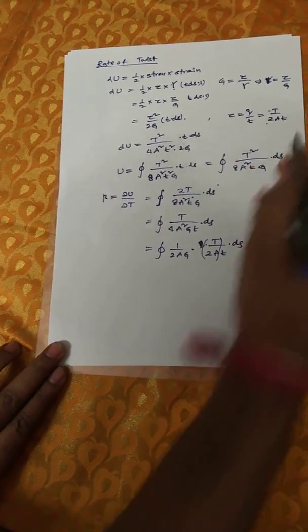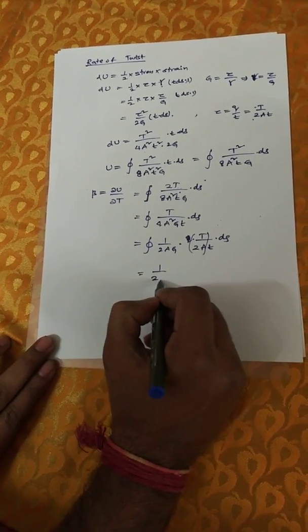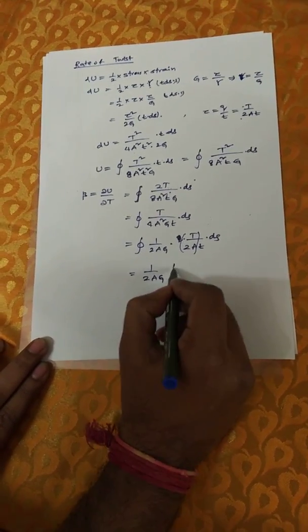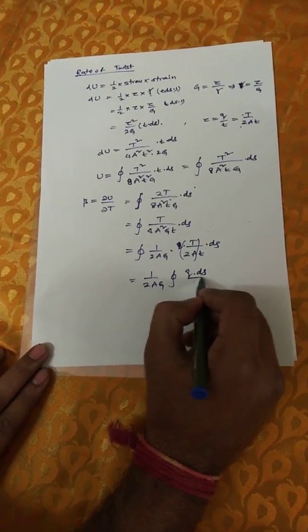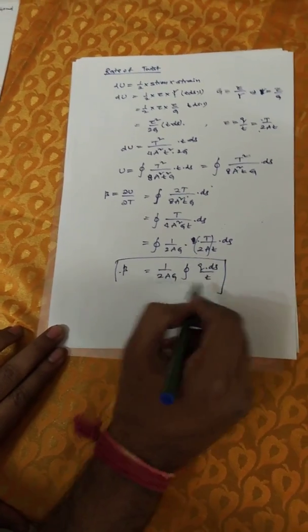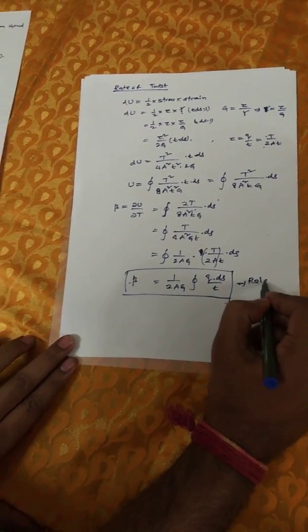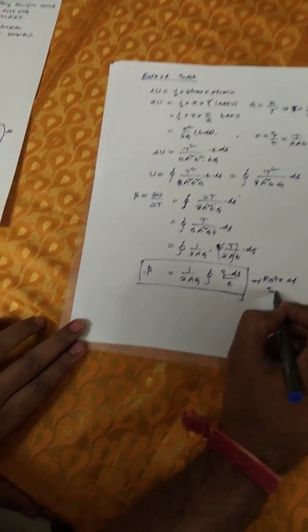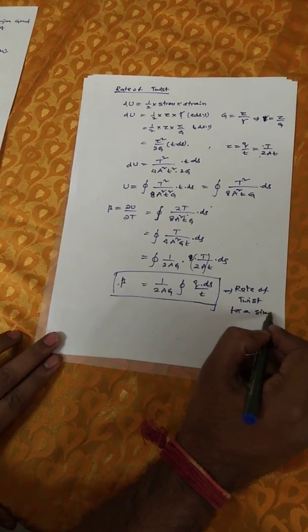And replacing this T by 2A as q, since q equals T by 2A, I am going to write 1 by 2AG outside as it is constant, times the cyclic integral of q ds by t. So this is the rate of twist. Formula for rate of twist for a single cell tube.